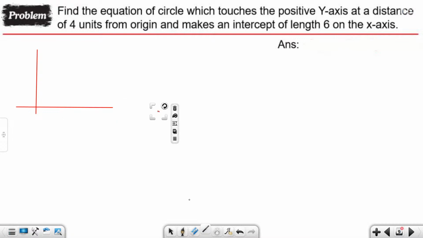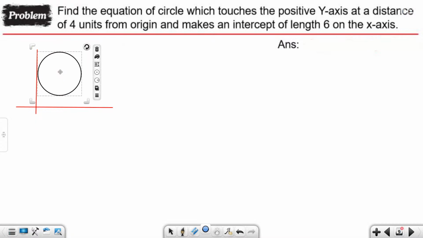Find the equation of the circle which touches the positive y-axis. Okay, positive y-axis. So it is touching the positive y-axis at a distance of 4 units from the origin. That is, this distance is 4.